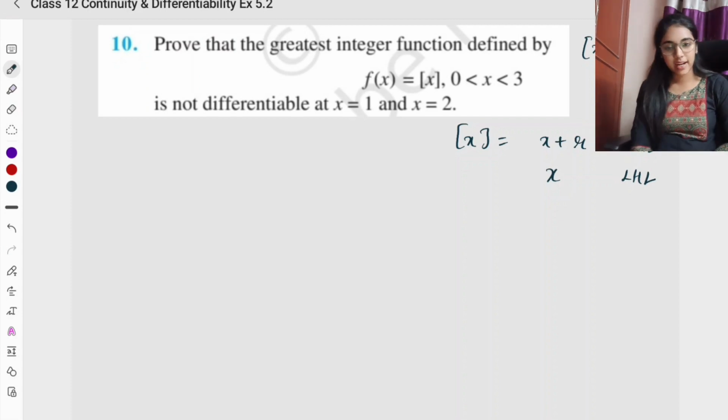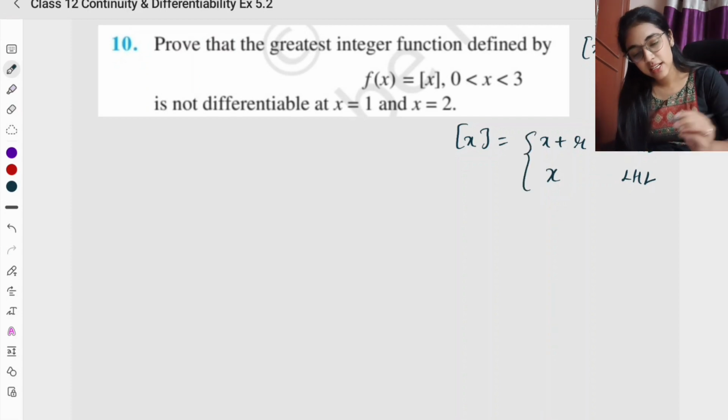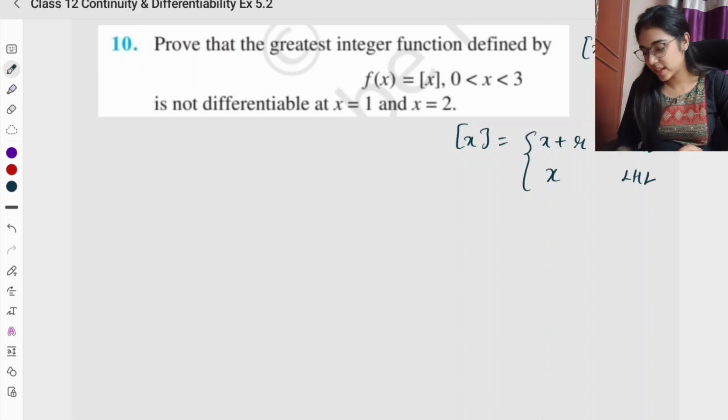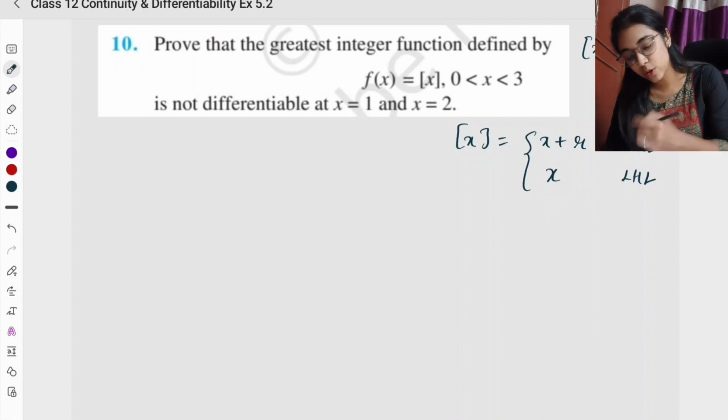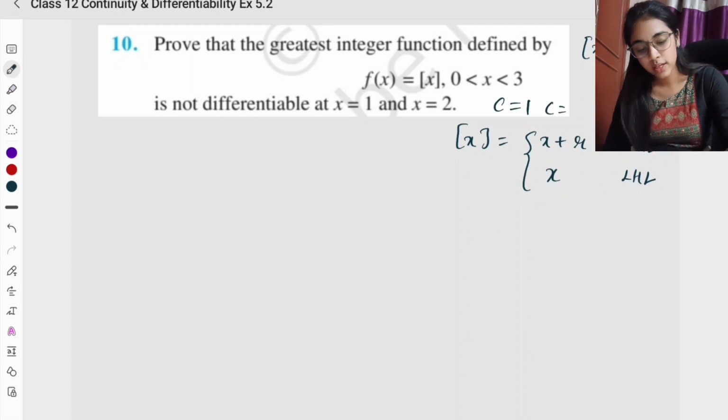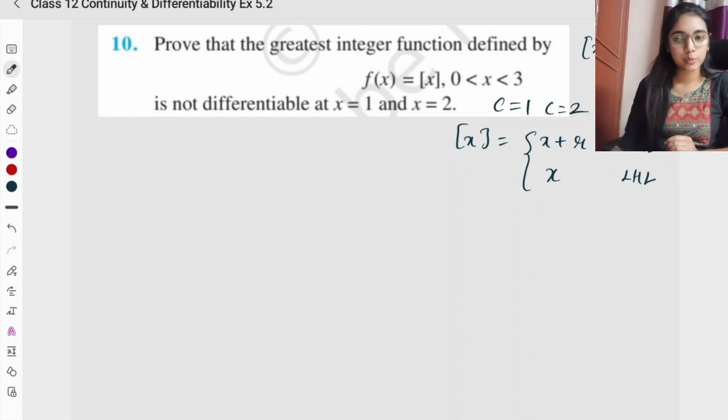Correct? Add on the right, subtract on the left. So these are your GIF function which you have learnt in your example question. Please watch my previous videos so you will know that. So prove that the greatest integer function is not differentiable at x is equal to 1 and 2. Now there are two values. You have c value to be 1 and you have c value to be 2. So you have to prove for two different values.